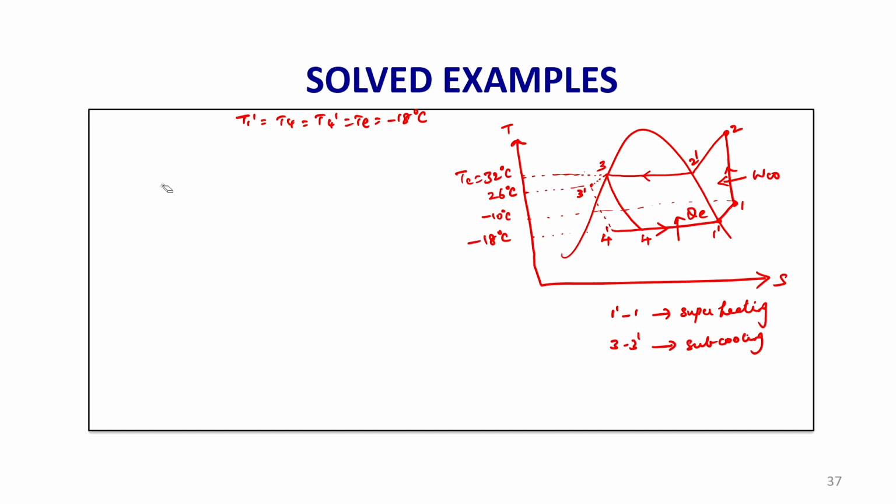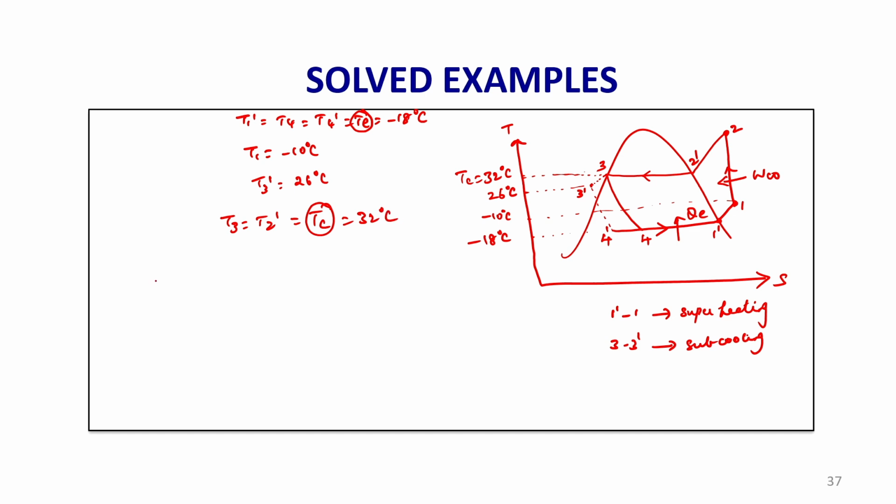First let us write the given temperatures. T1 is given as minus 10. T3 dash is given as 26 degrees centigrade. Next to the highest temperature is at T2, which we have to find out, and T3 equal to T2 dash is equal to the condenser temperature. This is evaporator, this is condenser. Condenser temperature is equal to 32 degrees centigrade. So, I have written the temperatures.